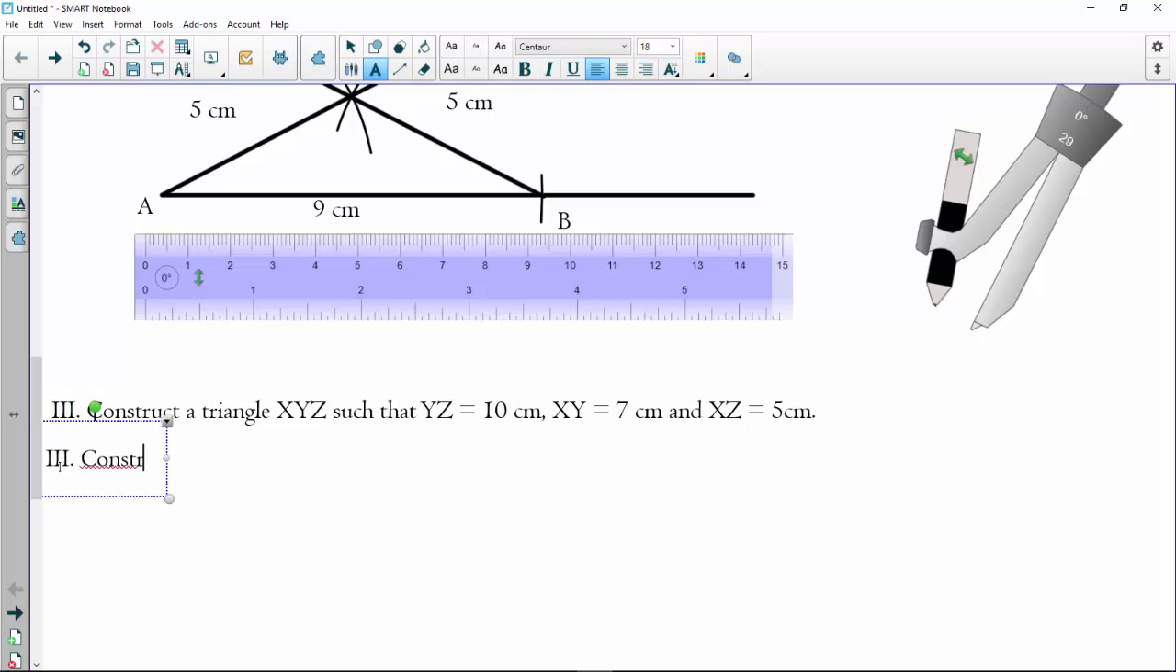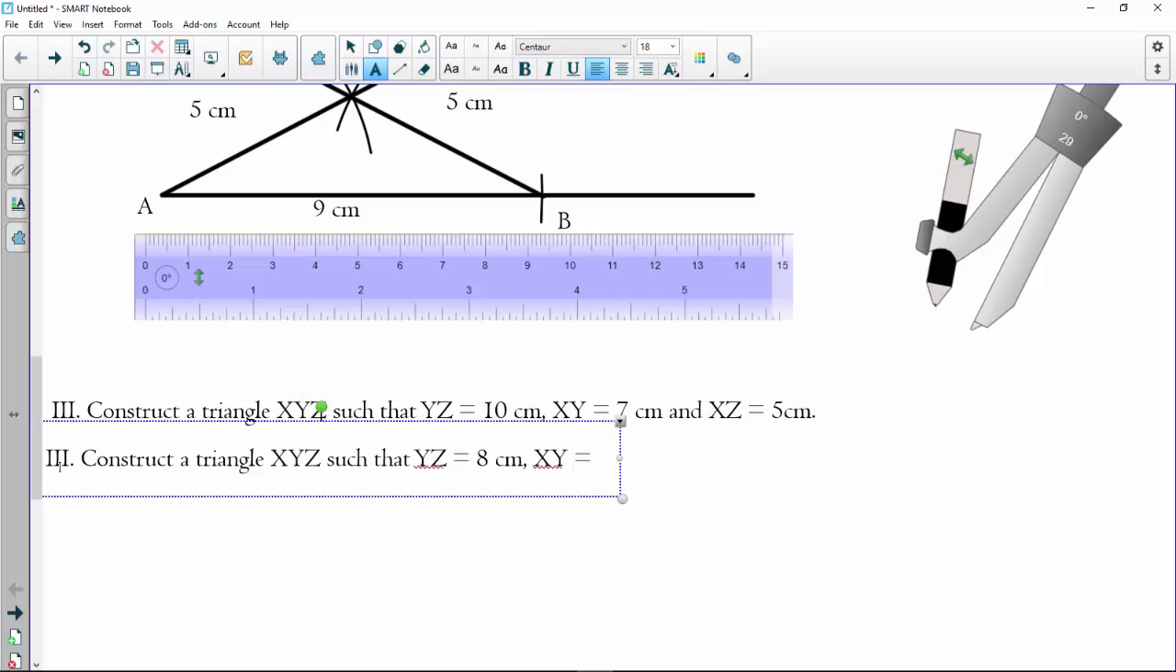construct a triangle XYZ such that YZ equal 8 centimeters, XY equal 6 centimeters, and XZ equal, let's go with, let's say 4.5 centimeters, sorry. Right.